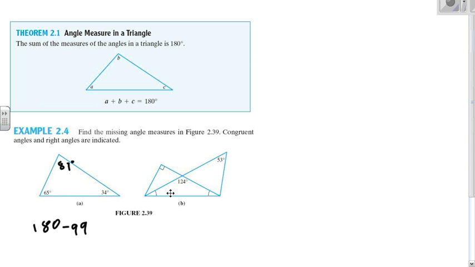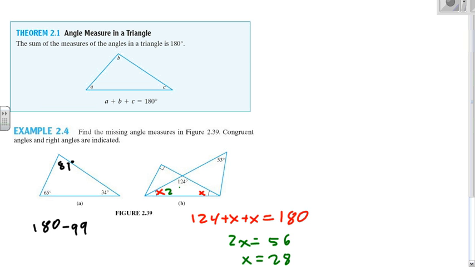So whatever they are, they are the same, and they have to add with 124 to equal 180 degrees. So we can assign a variable like x, since they're the same, set them both as x, and we can begin to write an equation that the three angles add to equal 180 degrees, and then solve. 2x equals 56, and then divide by 2 to find that x equals 28. So both of these angles are 28 degrees.